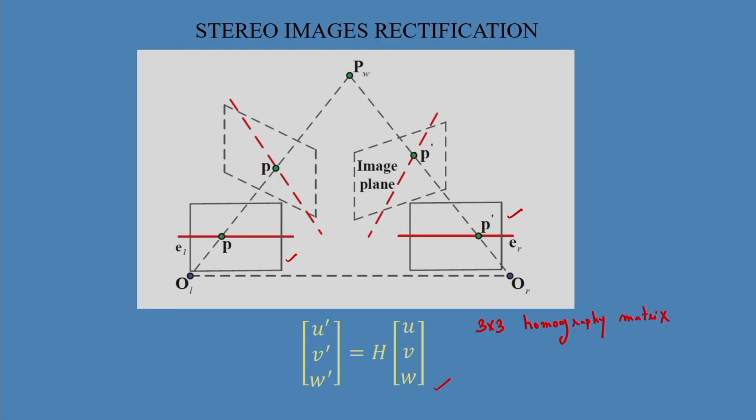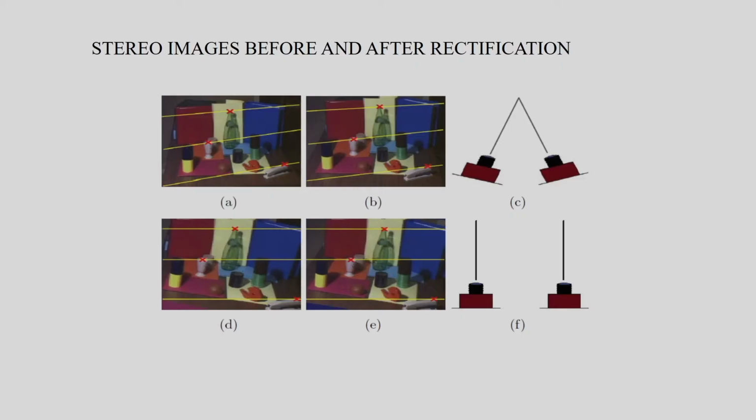So what I am doing? I am transforming the coordinates of the original image plane by using this transformation. So for this I am considering the 3x3 homography matrix. And in this diagram I have shown the stereo images before and after rectifications. So in the first case, the epipolar lines are not parallel, and corresponding to this you can see the image planes, these are also not parallel. But in the second case, after the rectification, epipolar lines will be parallel.